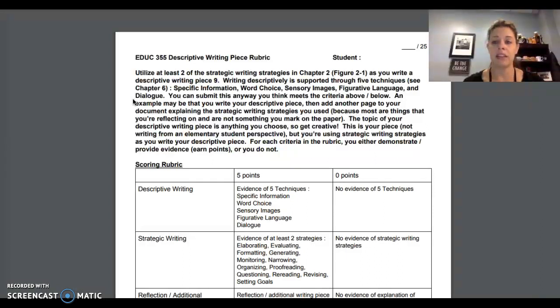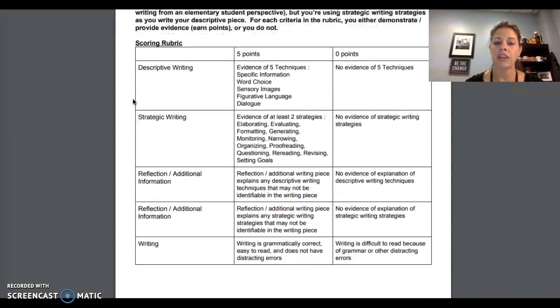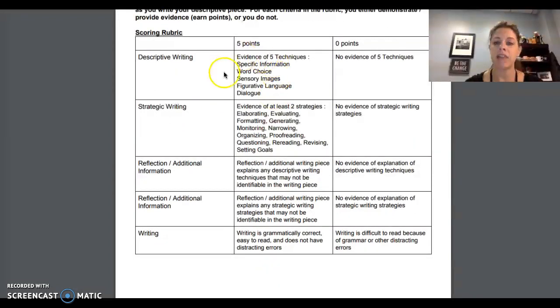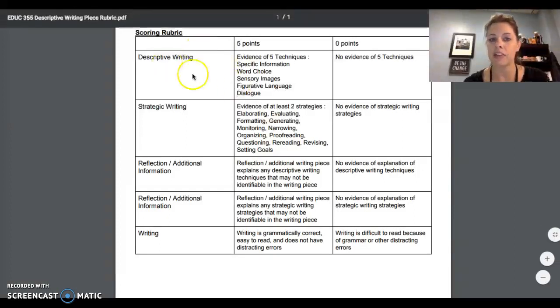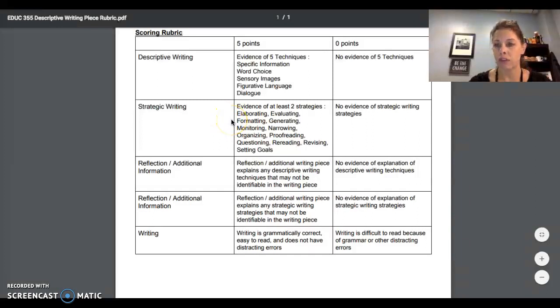The topic is anything that you choose, so be creative. It's totally up to you. It's your piece. It's not from a student perspective, from a student in your classroom. But you are using strategic writing strategies as you write your descriptive piece. So again, as I shared, I want to see evidence of specific information, word choice, sensory images, figurative language, and dialogue. So I want to see that happening in your descriptive writing piece. And then evidence of at least 2 of those strategies for strategic writing. And these are from Chapter 2.